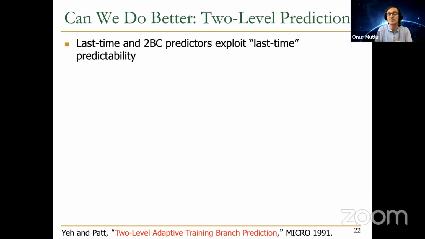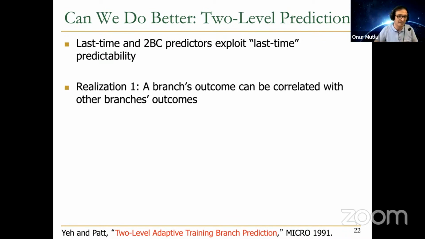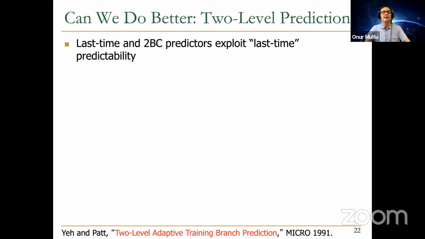And now I'm going to introduce the idea of 2-level prediction. Basically, this is going to use a different kind of history, 2 levels of history, to predict a branch. So if you think about last time and 2-bit counter or n-bit counter predictors, they exploit some sort of last time predictability. Basically, they exploit the predictability of branches last n times, if you will. Last time is directly the last execution instance. An n-bit counter looks at the last n times or last 2 to the n times, basically depending on how you update the counters.